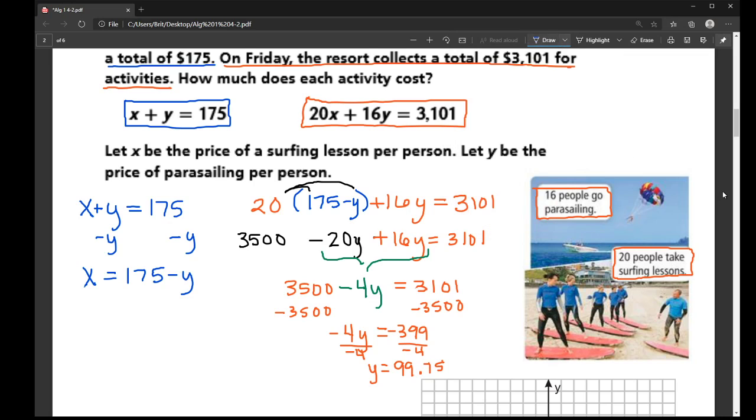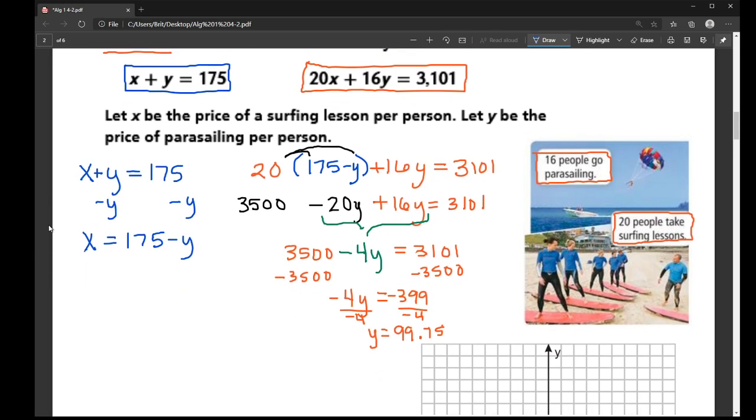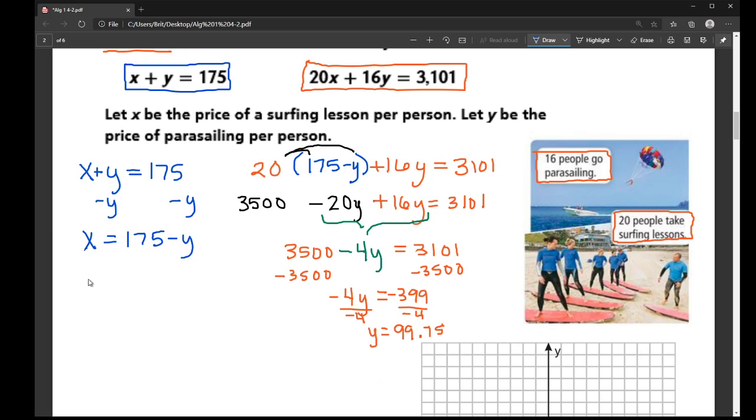So then I can either go back to my blue equation or my orange equation, or I can go back to this blue equation where I changed it around a little bit. It doesn't really matter. And I can find the cost of surfing. So for surfing, I'm just going to go right back to this blue equation since I have it here, and x is alone. I'm going to say 175 minus y, which is 99.75. So I get that x is equal to, open up my handy dandy calculator, do my subtraction, and I get 75.25.